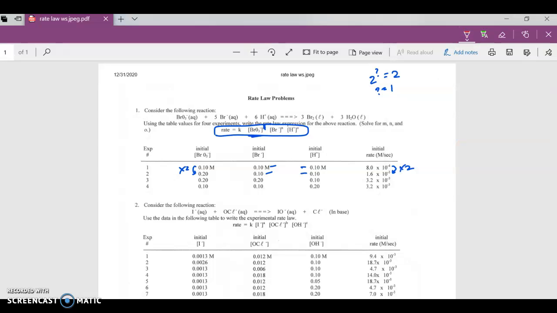Now I'm going to tackle my next one, my Br part. Again, I want everything to stay the same, but that one to double. If I look at the next line down, this one doubles, and these ones stay the same. So then I can look at my rate over here and see it goes from that 16 to 32. I can see that also doubles. So then I know, again, 2 to the what equals 2. It's first order again.